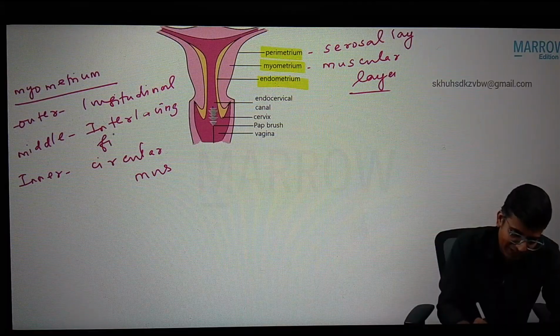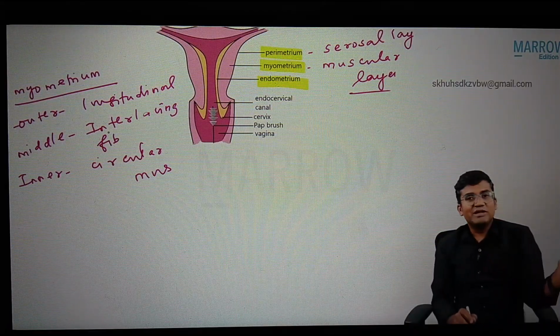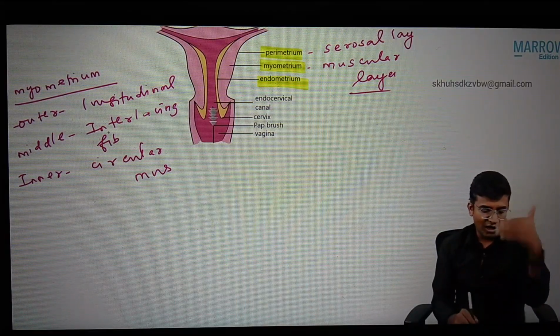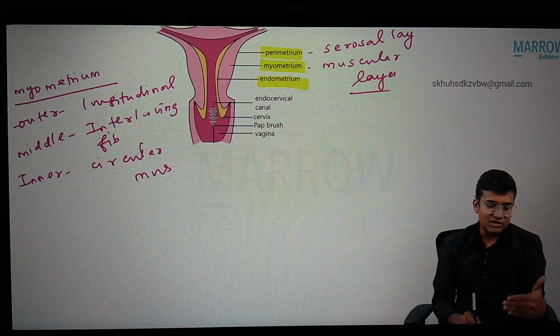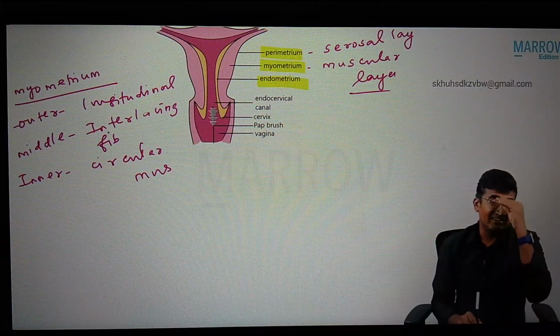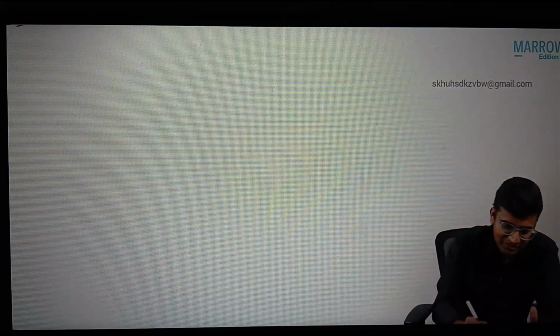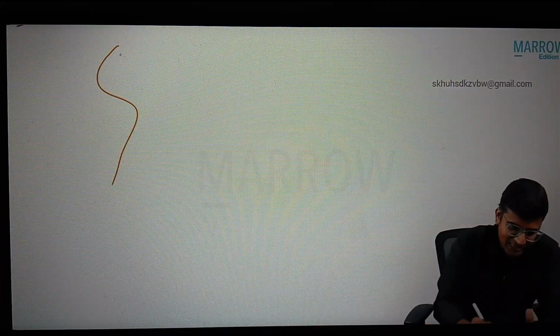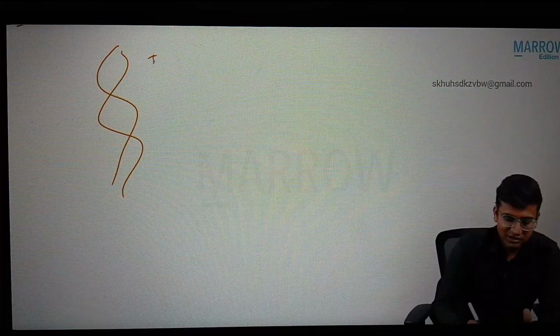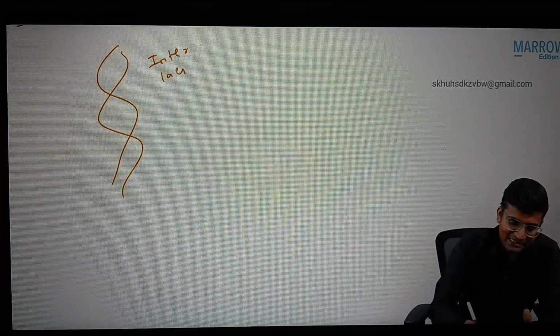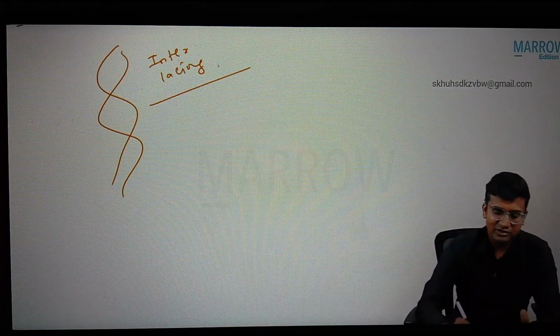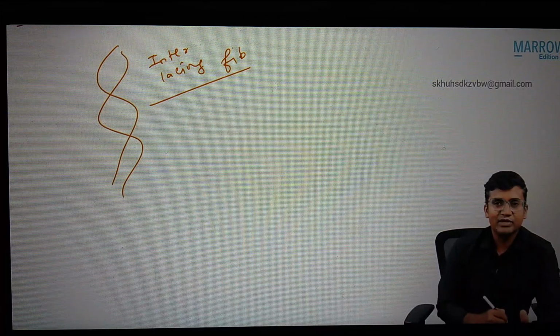Interlacing fibers. You write this, I'll draw a diagram for this. So, myometrium is made up of three layers: outer longitudinal muscle, inner circular muscle, and in the middle layer, interlacing muscle fiber. Now, what is the significance of interlacing muscle fiber? This is the interlacing muscle fiber, like this. This is the middle interlacing muscle fiber in the middle layer.